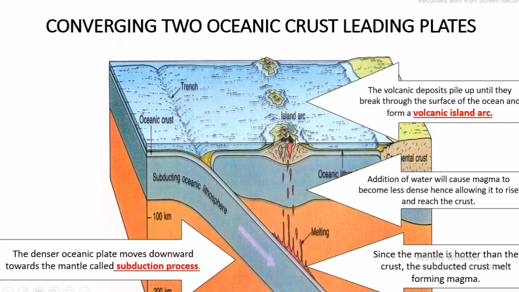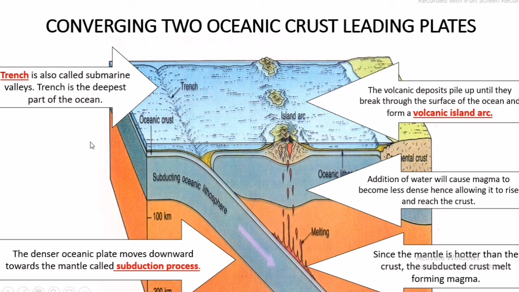As the magma rises on the oceanic crust, there is continuous eruption, continuous deposits or piling of the magma until it reaches the top of the ocean. So a volcanic island arc will be formed. Aside from that, on the other oceanic plate, there will be a trench. A trench will be formed. Again, a trench is the submarine valley, and it is the deepest part of the ocean.